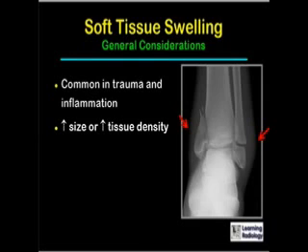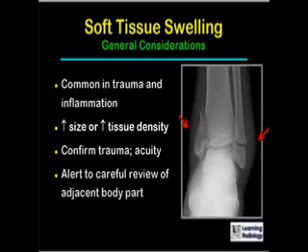It can be recognized by either an increase in the size of soft tissues or an increase in the density of the soft tissues. It can be helpful to confirm the presence of trauma. It may indicate the acuity of trauma, and it's especially helpful in alerting us to make a careful review of the body part adjacent to the soft tissue swelling. There's no question that MRI is superior in delineating soft tissue abnormalities, but the initial investigation of trauma is almost always done by conventional radiography.